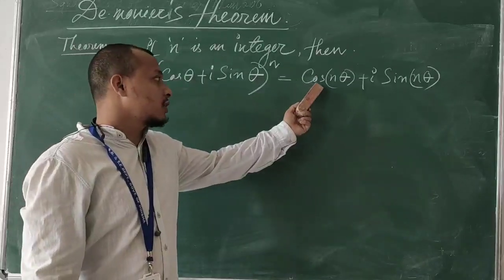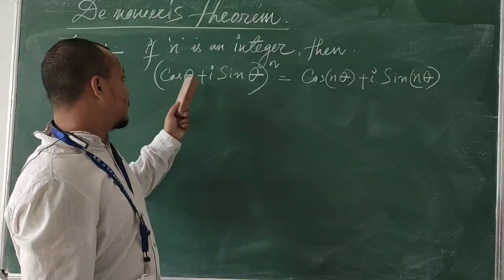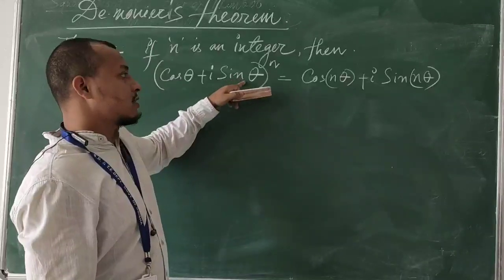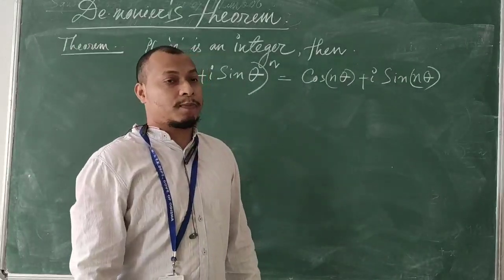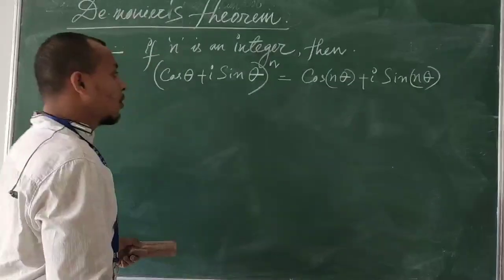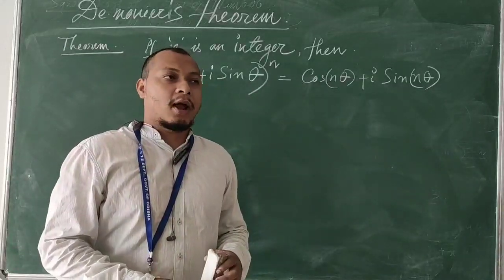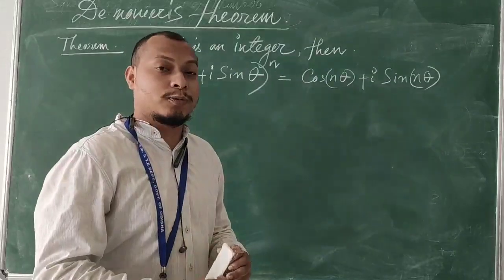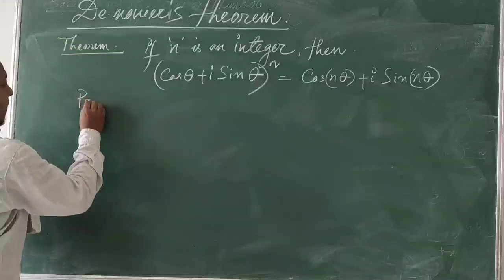So the n will come and multiply with the angle of this cosine and this sine: cos n theta plus i sin n theta. This one we can prove by the induction method. What is the induction method? We will take n is equal to 1, then n is equal to 2, then we will generalize for n.